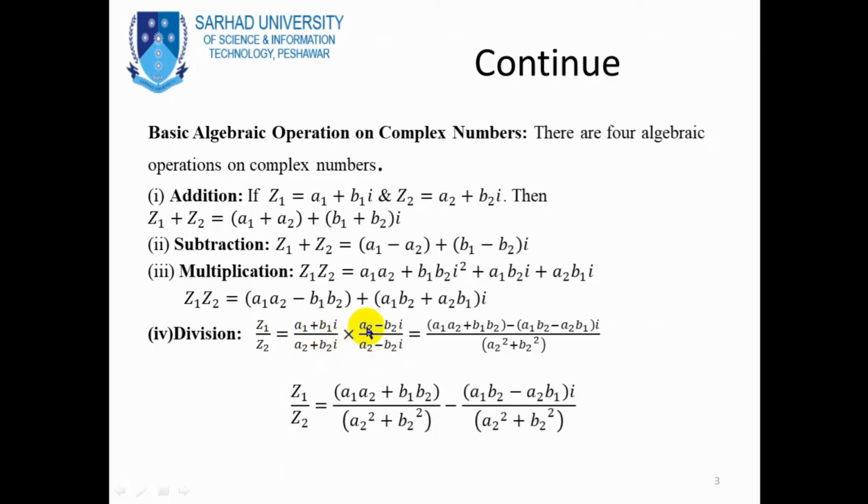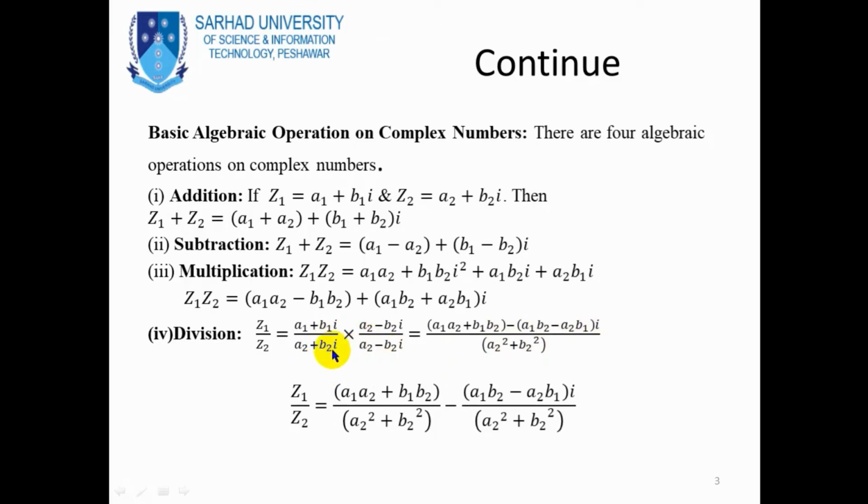So in the denominator you have a multiplication of two factors, a plus b into a minus b, so (a2 plus b2 iota) into (a2 minus b2 iota), we can write a square minus b square. So you see over here in the denominator and in the numerator, after multiplying these two results, we obtain a1 a2 plus b1 b2 minus a1 b2 minus a2 b1 into iota.